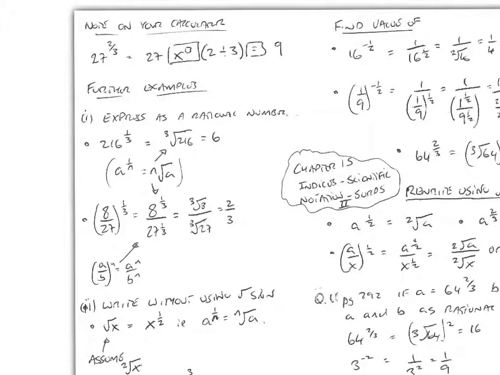So how do we calculate these on a calculator, just of interest? 27 to the power of 2 over 3: we type in 27, hit the x to the power value, and then open brackets 2 divided by 3, close brackets, equals, and you should get 9. So some further examples here.